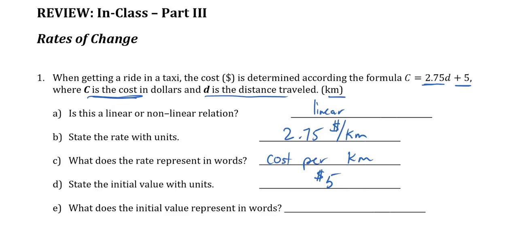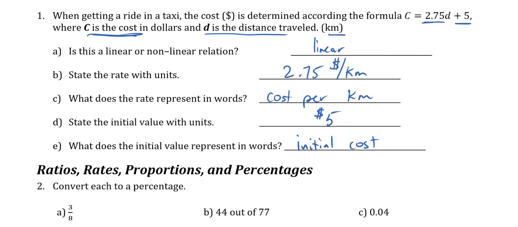You think to yourself, did you get that right? Do you understand what every one of those questions is saying? Did you include units? Did you know what the units were? All those things, because again, the exam's going to look very much like these questions that we're taking up, right? So make sure you can have this moment to reflect on how well you did with this. What does the initial value represent in words? The initial cost. Initial value means initial cost or fixed cost. Cost when you step into the cab, something along those lines.